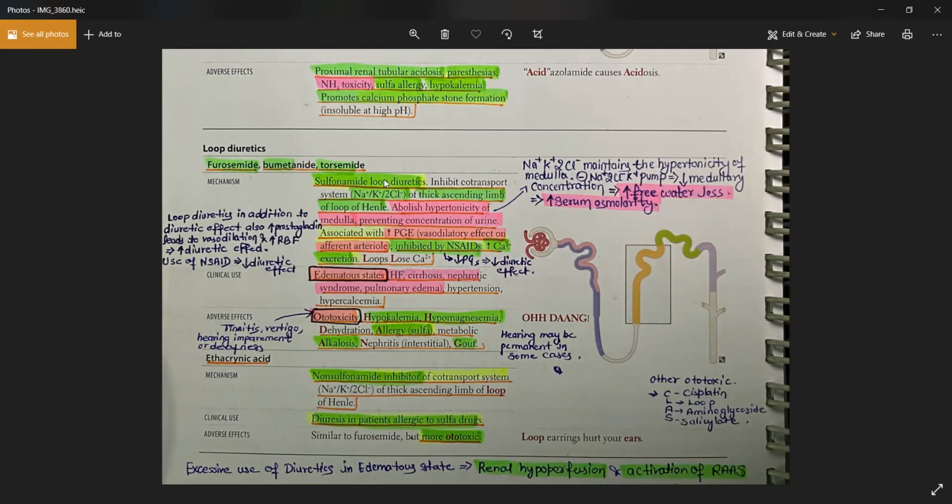Now, along with inhibition of these channels, these drugs can also increase the prostaglandins. When they increase the prostaglandins, they cause dilation of the afferent arterioles, which causes more filtration of blood, more GFR, and more diuresis. So prostaglandins are also required for their function. If you give the patient NSAIDs, they will inhibit the prostaglandins, and these loop diuretics cannot achieve their 100% efficacy. NSAIDs will decrease the effect of the diuretics.